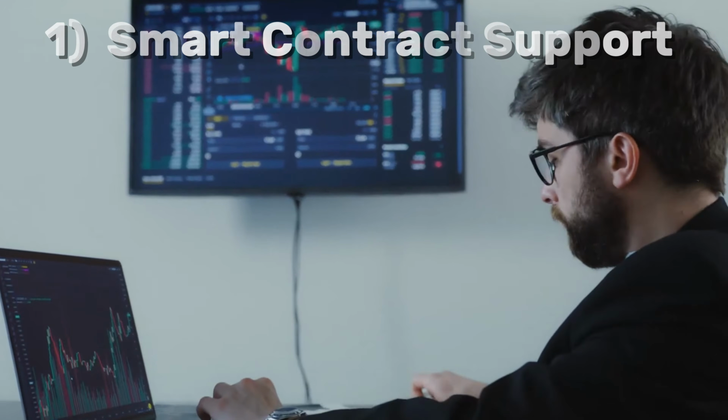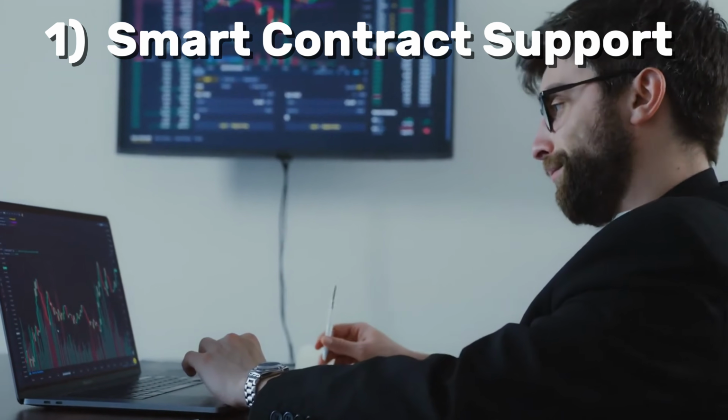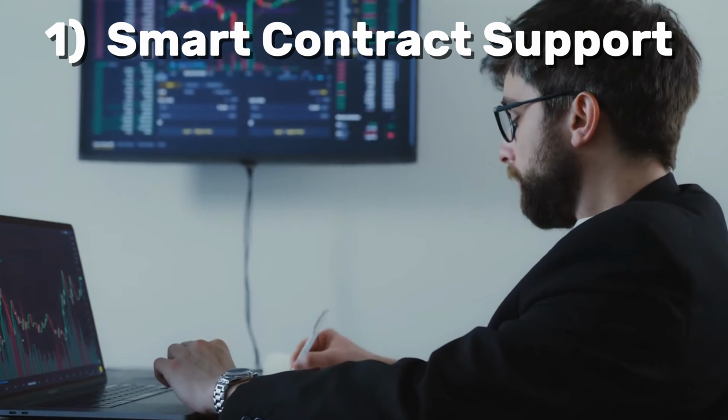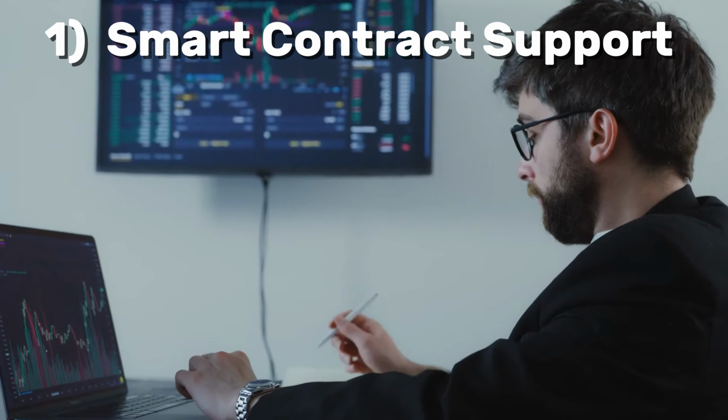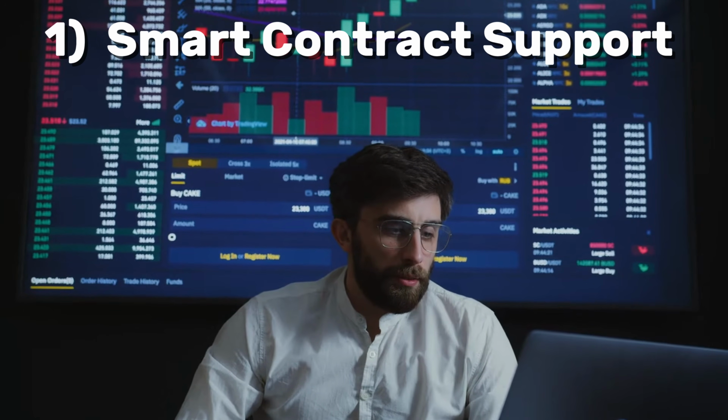Number 1 being the chain has to have smart contract support. This is essential as smart contracts take a lot more gas, they have a lot more data in them, and they are a lot more complex. It would be a false equivalency to compare a chain that doesn't have them to something that has.